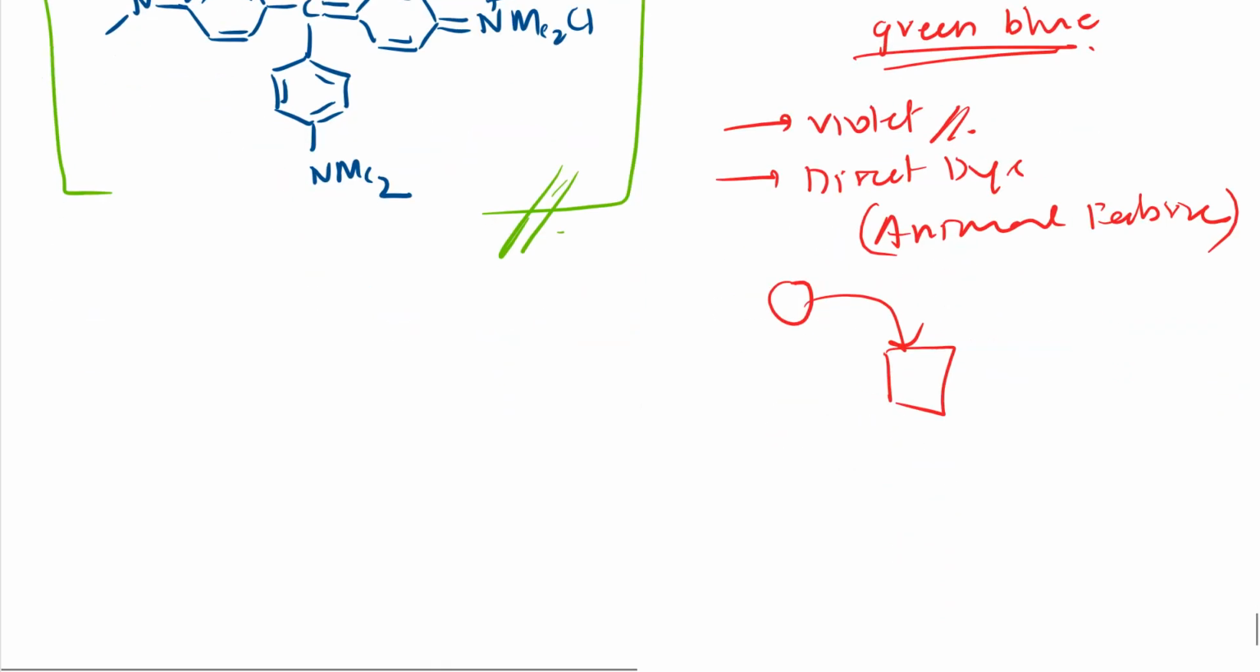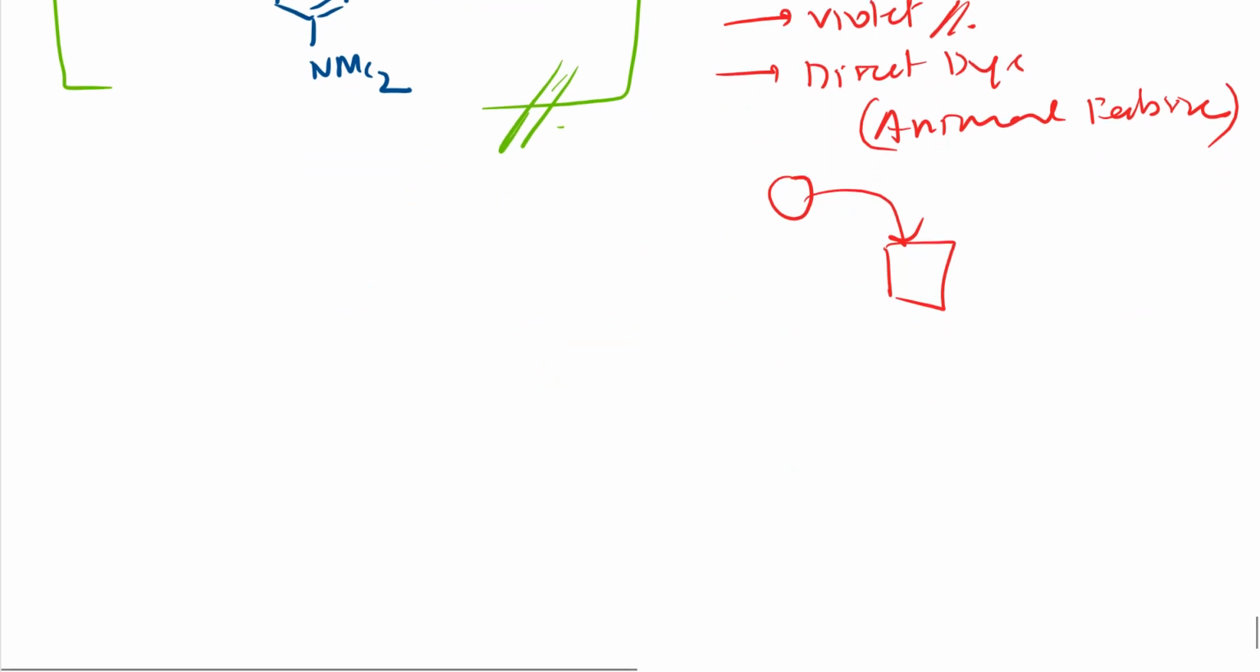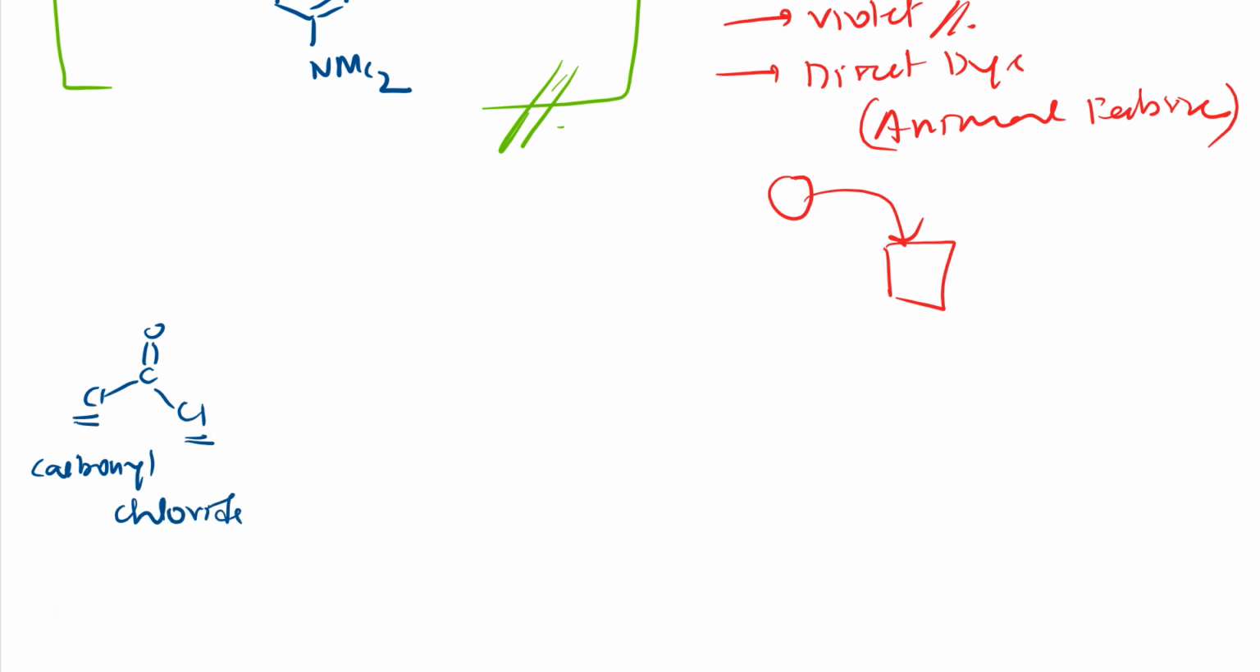What we do is we take COCl2, which is carbonyl chloride. The two chlorines are good leaving groups. Then I will take NMe2, which is dimethyl aniline. I will take two molecules of this.